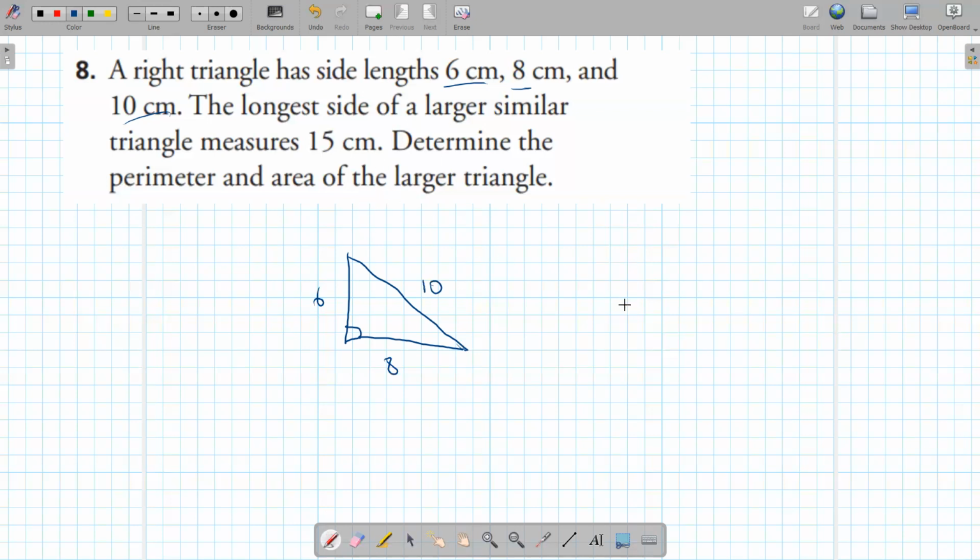So what they're saying is this is the first triangle, and there's a larger similar triangle. It says the longest side is 15. So which side is 15 on the second triangle? The hypotenuse. Right, the hypotenuse. So what's the scale factor?